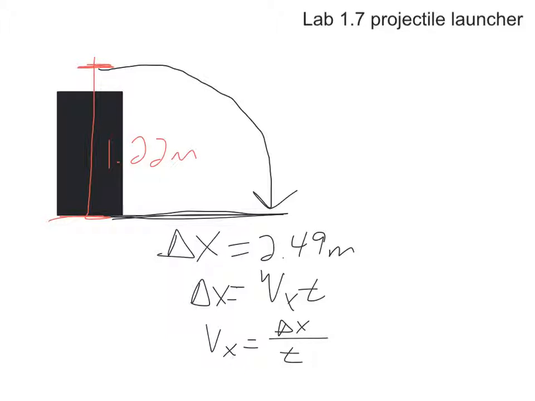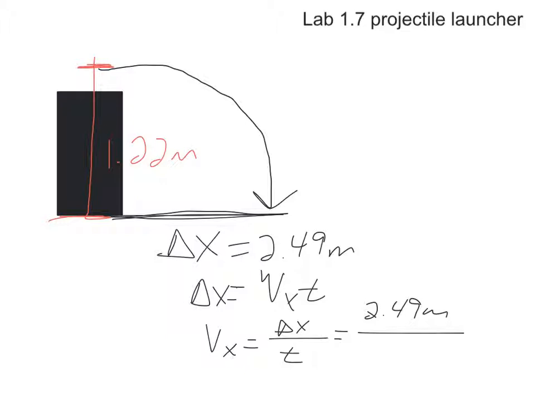So I can go ahead and plug that in, and my delta x was 2.49 meters. My time is the only thing that I have to calculate, so there's potential for round off error, but this is very minimal round off error. My time in the air is completely dependent on the y direction.